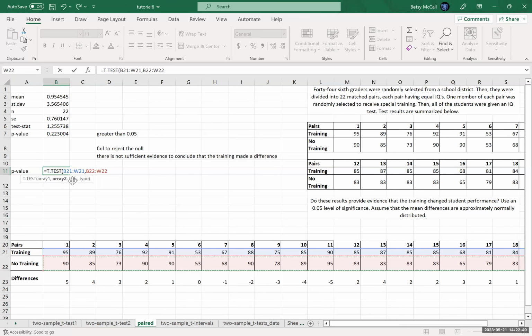And then the tails is going to be a one-tailed or two-tailed test. We are doing greater than, so that is a one-tailed test. And then depending on the size of the differences, this will automatically go to the right tail or the left tail. And then is it paired or pooled or unpooled? So equal variance is the pooled case. Unequal variance is the unpooled case. Well, it's not either of those. We want the paired one. So we're going to pick 1.